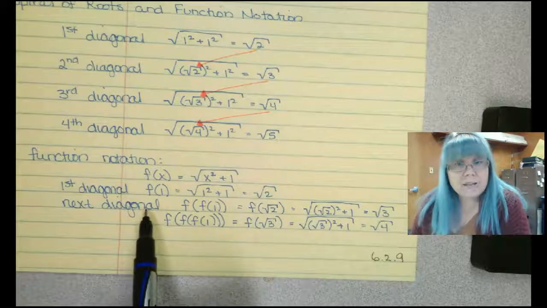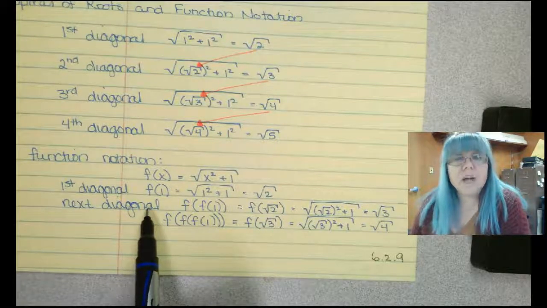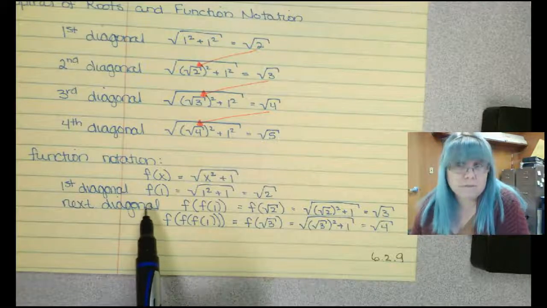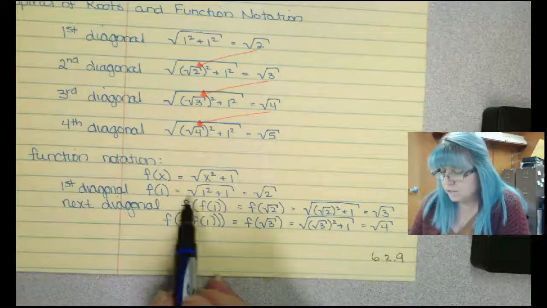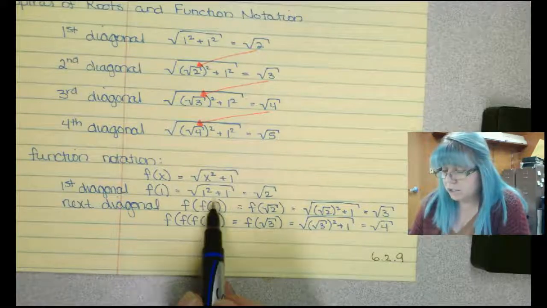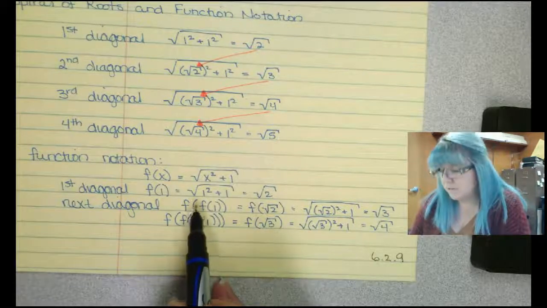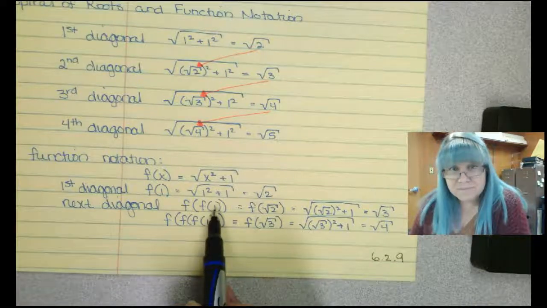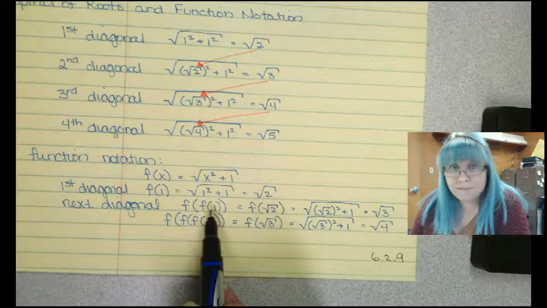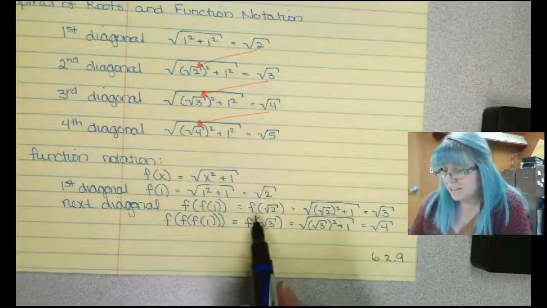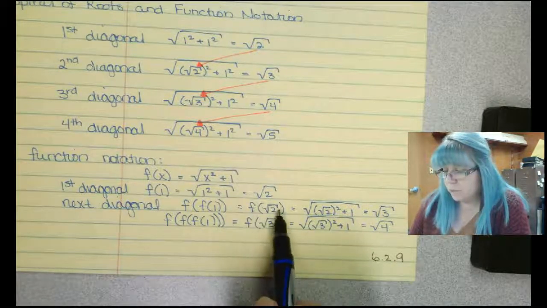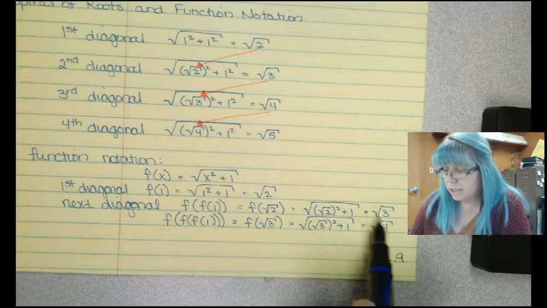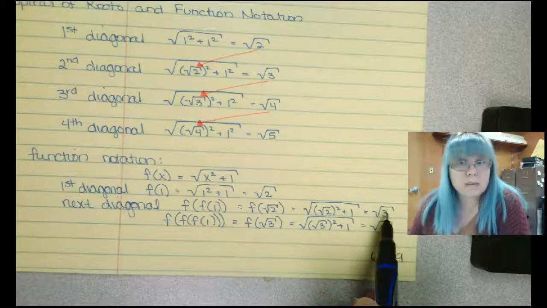The next diagonal is going to be the composition of the function with itself. Okay? So it's the function of the function, the composite of the function at f of 1. So f of 1 gives us f of the square root of 2, because we're putting in the answer there. Then we get the answer, the square root of 3.